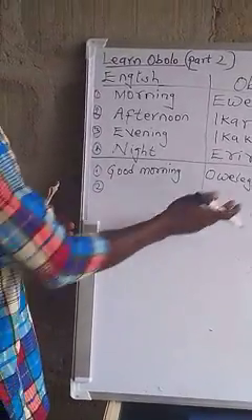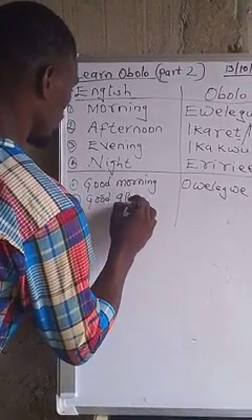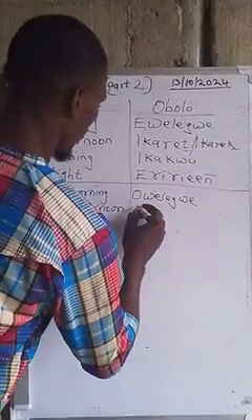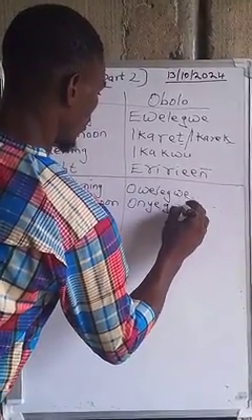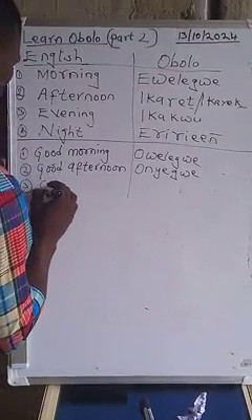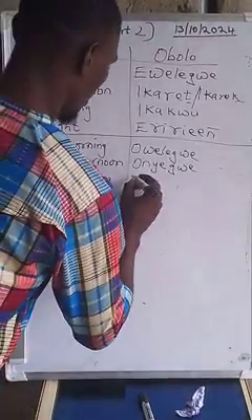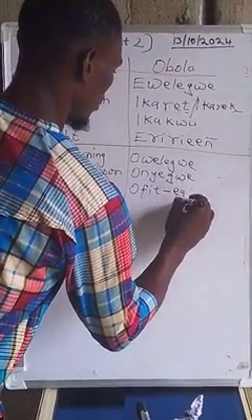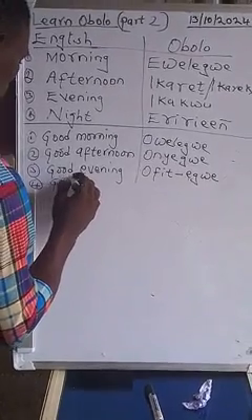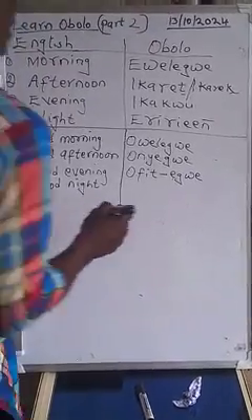2. I want to greet somebody good morning. In Obolo, you say Owelewe. So you have good afternoon. In Obolo, you have Onyewe. Then if you want to say 3, good evening. Obolo is Ofit-ewe. If you want to say good night, in Obolo it is Ewele.